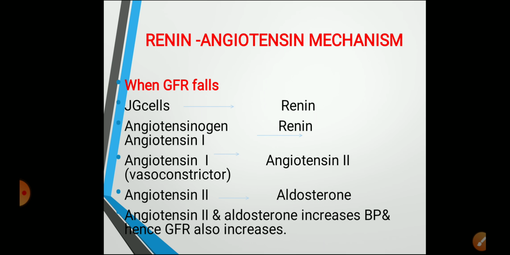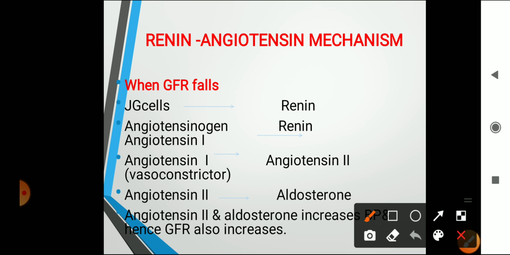So whenever GFR falls, what happens? The JG cells secrete renin. This renin converts angiotensinogen into angiotensin 1 first and then angiotensin 1 will be converted to angiotensin 2, and angiotensin 2 is a vasoconstrictor, not angiotensin 1. Here it has come below that angiotensin 1 is a vasoconstrictor, but actually the vasoconstrictor is angiotensin 2.